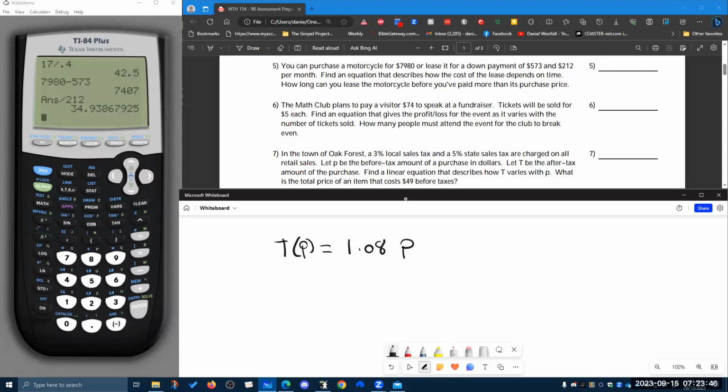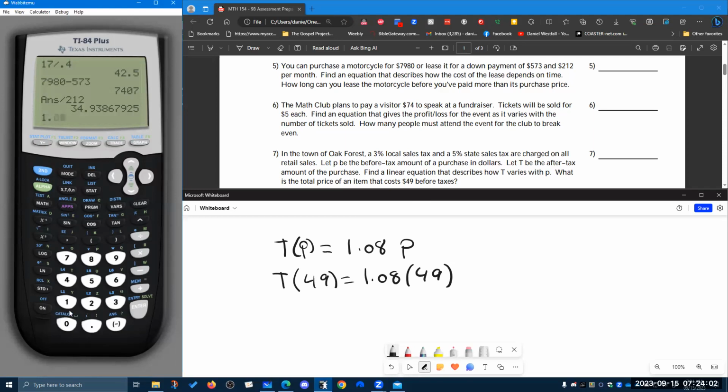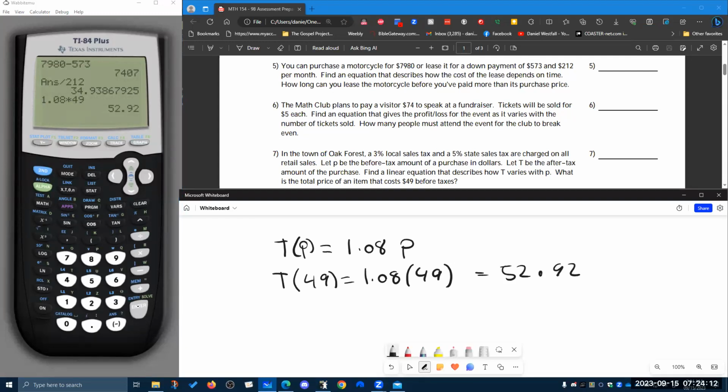So we want to find the total price of something that originally cost $49. So 108% of $49 is 52.92, and that makes sense as a decimal because we can have dollars and cents. We can go to the second decimal place in the context of this problem.